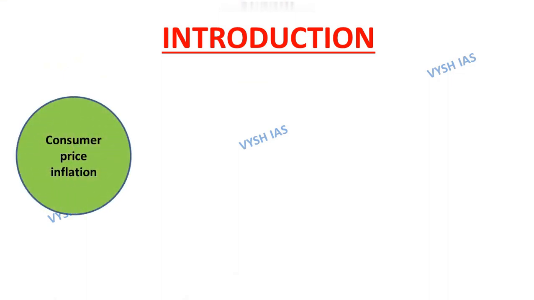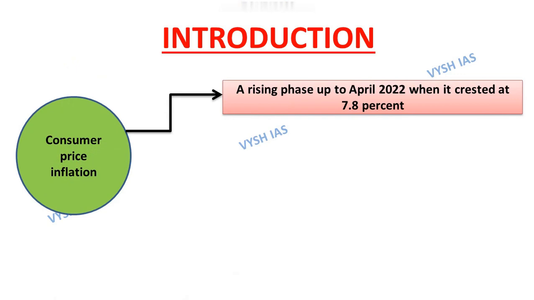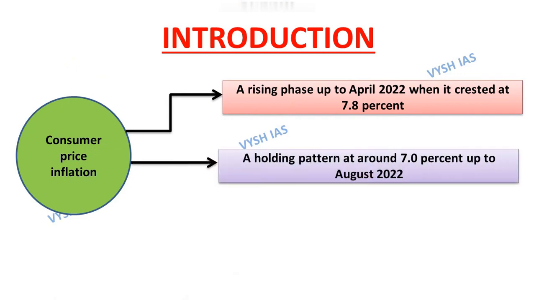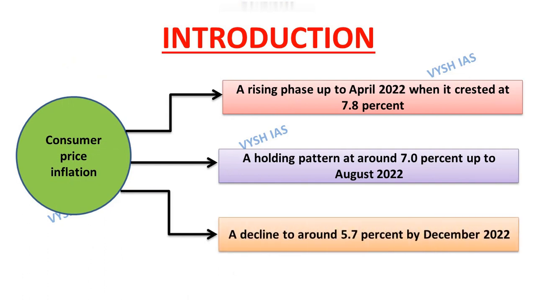So let's begin with the introduction. Consumer price inflation in India went through three phases in 2022. Phase 1 is a rising phase up to April 2022, when it crested at 7.8%. Then a holding pattern at around 7% up to August 2022. Then the last phase is declining to around 5.7% by December 2022.